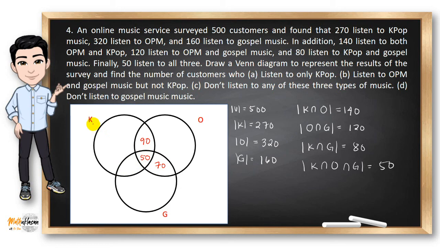Now, how about those who listen to K-pop and gospel but don't listen to OPM? Alright, so KG, let's look for KG. KG is 80. So 80 minus 50 again, we have here 30.